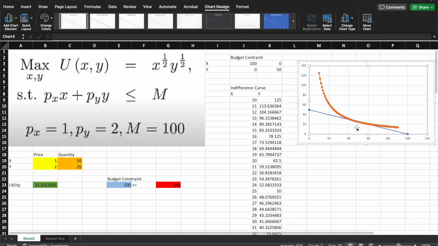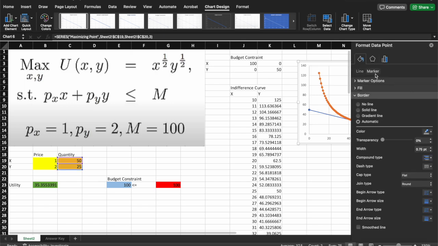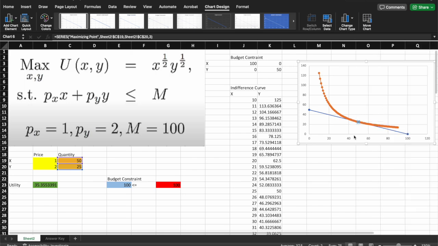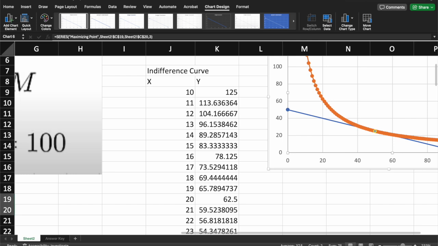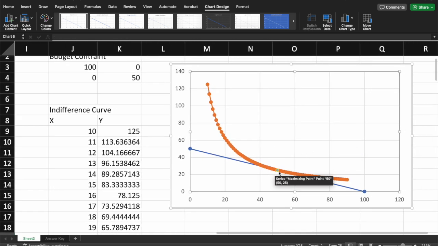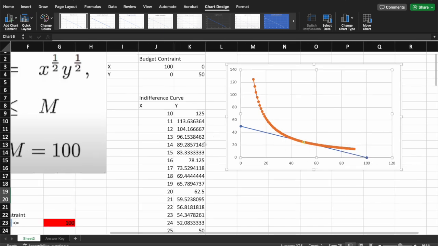Hit OK. Now you can see this little gray dot came up here. I'm just going to change this to yellow so it stands out a little bit more. I just made it yellow around the outside. But you can see here, this is the point where our indifference curve and our budget constraint are tangent to each other. It bumps right up against it. So we can confirm here that this is the point at which we achieve the highest amount of utility that's also within this budget constraint.